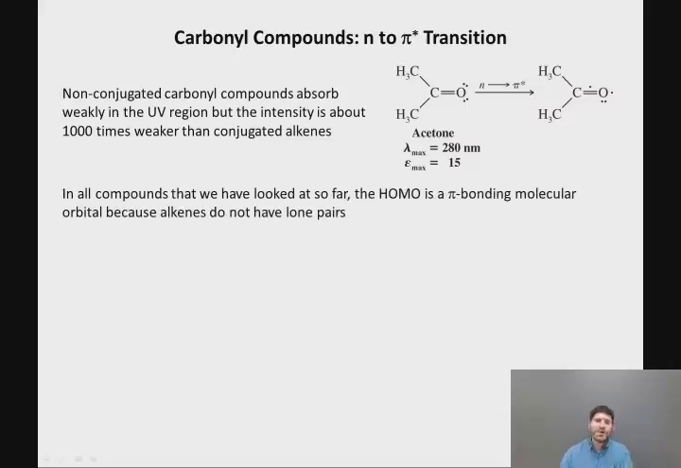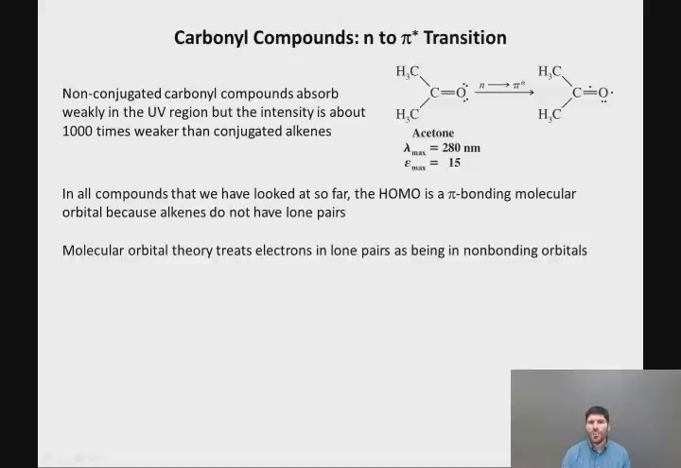Well, in all compounds that we have looked at so far, the HOMO is a pi bonding molecular orbital because alkenes do not have lone pairs. And remember the basic principle that any absorption that happens in the UV or visible region involves promoting an electron from the HOMO to the LUMO.